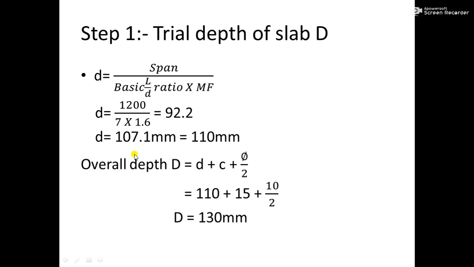110 mm. Then the overall depth is calculated by adding the cover plus half of the diameter of the main steel bar, and that overall depth is nearly equal to 130 mm and the effective depth is 110 mm. This calculation is wrong. The total effective depth is 107.1 mm, say 110 mm. Adding the effective cover, directly you can get the overall depth. This is the effective depth and this one is the overall depth.